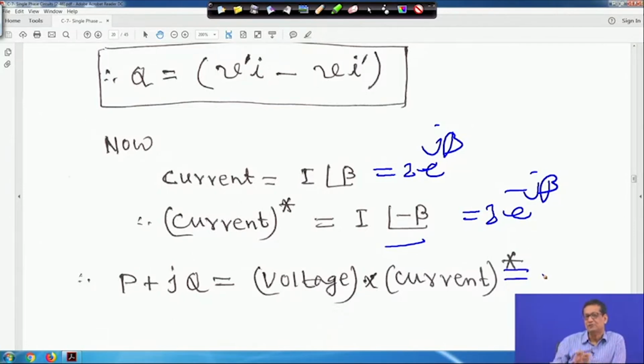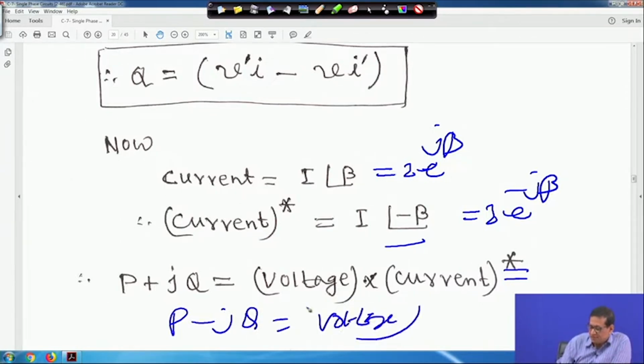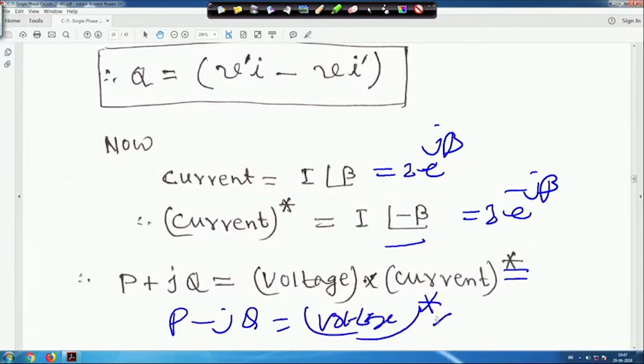Actually, we take the conjugate: P plus jQ is equal to voltage into current conjugate, or you can write P minus jQ is equal to voltage conjugate into current. Either way you can use, you will get the same result. Now, the question is why the conjugate? Conjugate is to capture the power factor angle between the voltage and current, that is why we take conjugate.